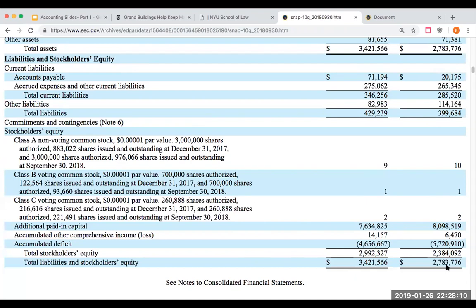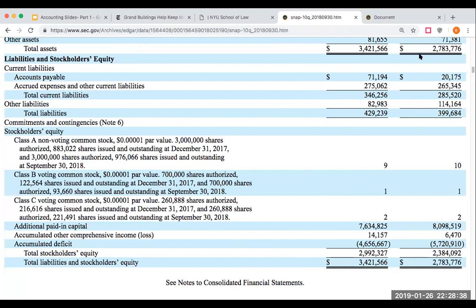Whenever I'm looking at a balance sheet, if it doesn't balance, I have a problem. My total assets must equal my total liabilities plus my total owner's equity. Every company is going to be different. Every single company is unique. They all have different types of operations and different types of accounts and the like. But at the end of the day, their balance sheets have to balance.